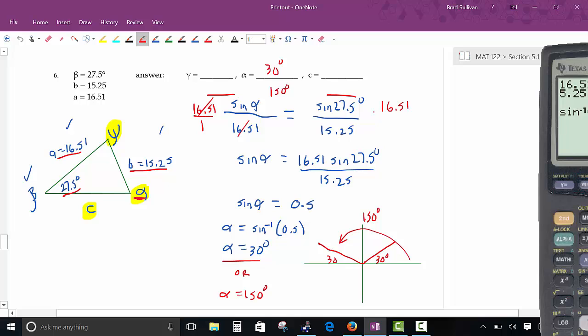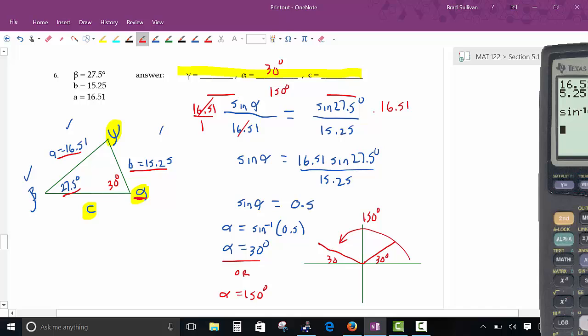Let's finish up this first case. So we're going to start by doing case 1. That's the triangle we already drew. What we just figured out is we have a 30-degree angle there. So we need to figure out what angle right there is for gamma, so we can go ahead and do that.